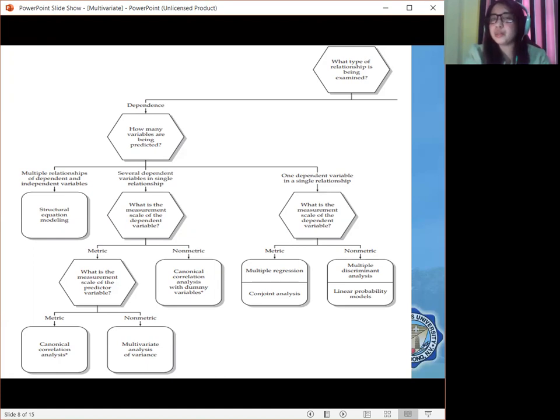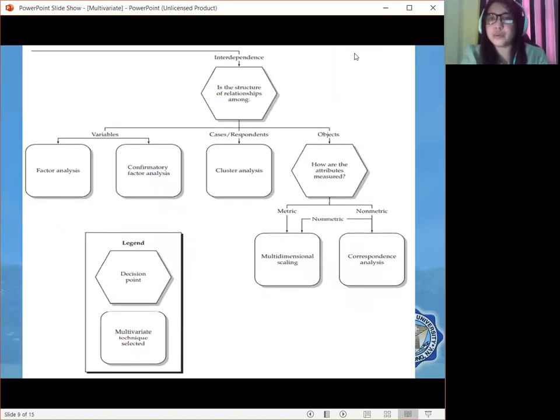Now let us move to the next side of our figure, which is what if it is independent. So is the structure of relationship among variables? Is it factor analysis, confirmatory factor analysis, or is it based on cases or respondents or objects? So structure of relationship among cases or respondents, you can use cluster analysis. For objects, how are the attributes measured? Is it metric, non-metric? So you can use multidimensional scaling or correspondence analysis.